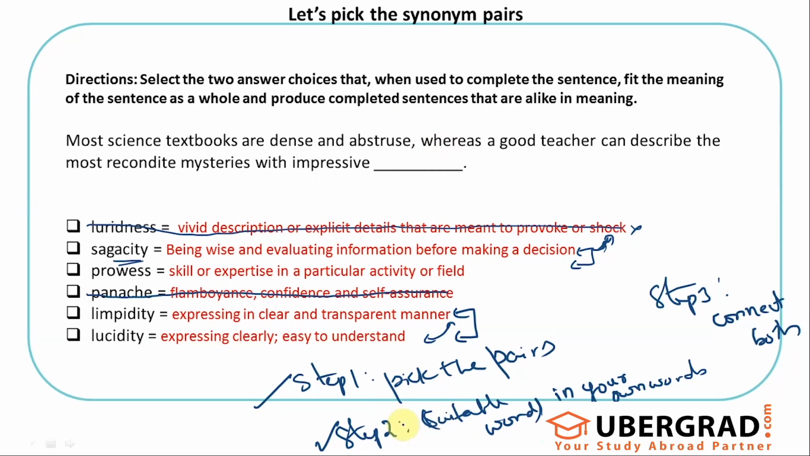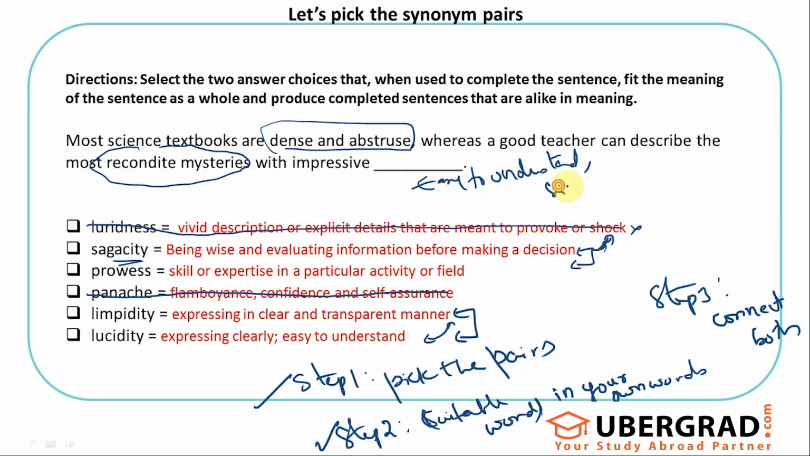The next step was to write suitable words. What was I saying? Most of the textbooks are dense and abstruse, that is, difficult to comprehend, but a good teacher can describe even the difficult to comprehend stuff with impressive, basically the style of teaching where it is made easy to understand, in a simple manner. That's what the blank would fit. So the sentence says that science textbooks are difficult to understand, but a good teacher can describe the difficult things with impressive, easy to understand style.